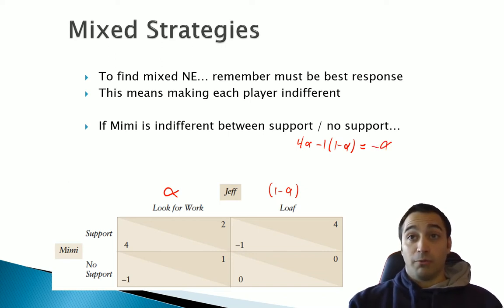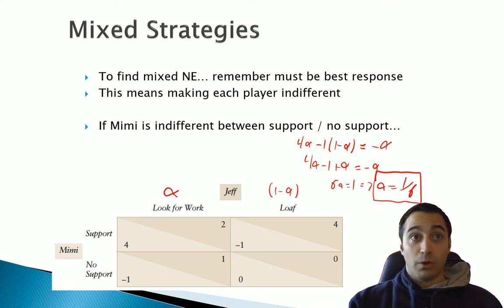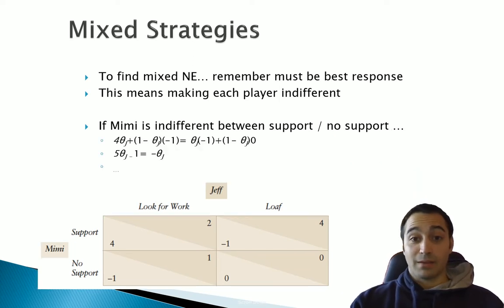Then all we have to do, as before, is just solve for alpha. I've got 4 alpha minus 1 plus an alpha equals minus alpha. So then I've got 4 alpha, 5 alpha, 6 alpha. So 6 alpha equals 1 implies alpha equals 1/6. Again, what does this mean? This means if Jeff looks for work 1/6 of the time, Mimi will not care if she supports him or not.